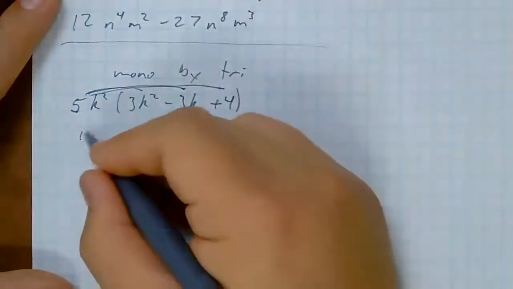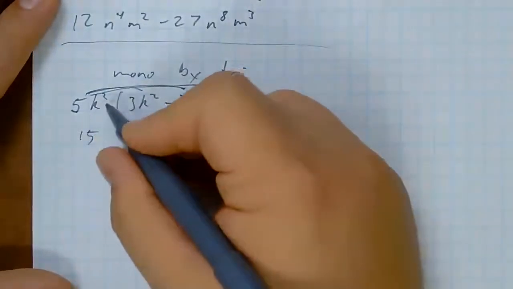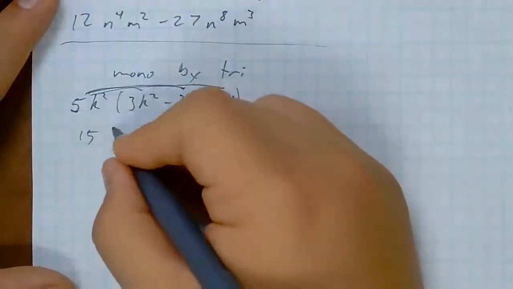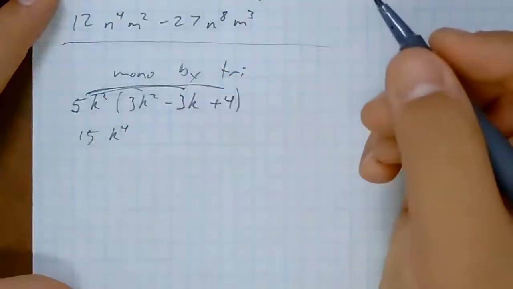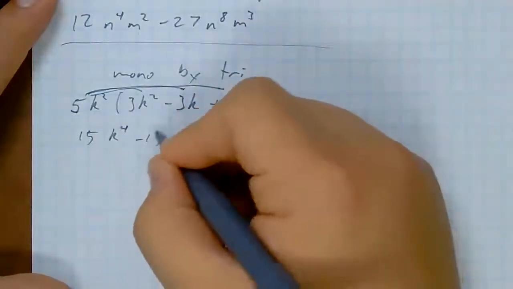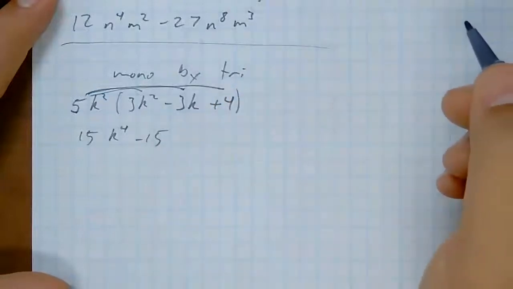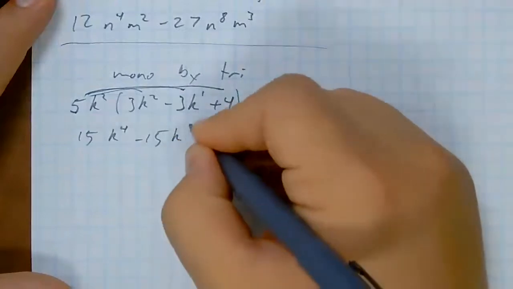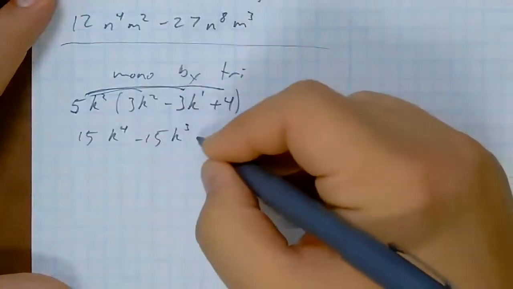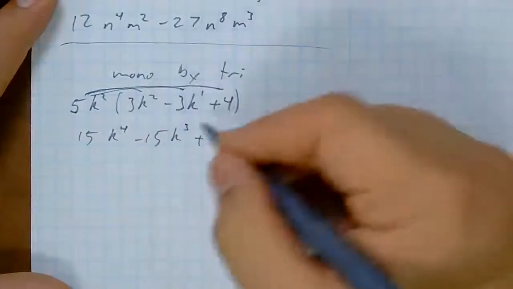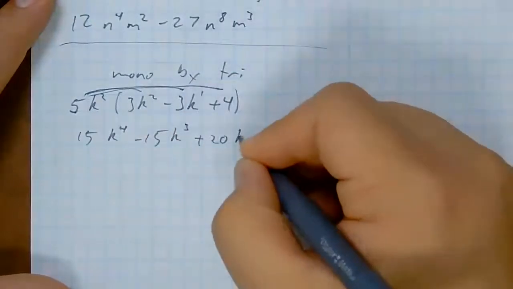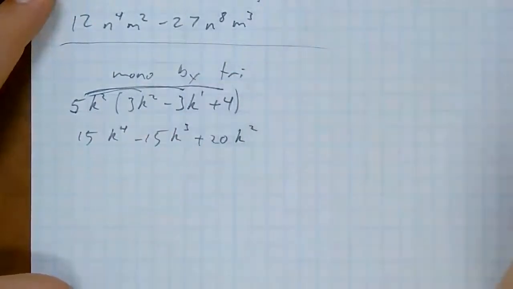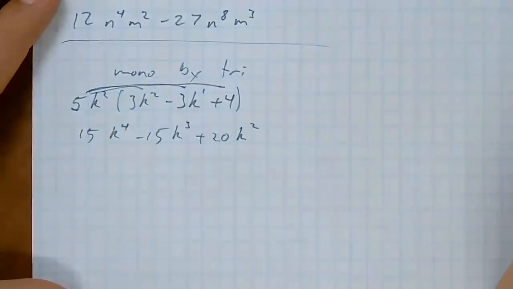And so 5 times 3, that's 15. K squared times k squared, 2 plus 2 is k to the 4th. 5 times negative 3, negative 15. K squared times k to the 1st power, that's k cubed. And 5 times 4 is 20. There are no other k's, so this is k squared. So monomial by a trinomial is not really any different. We'll do one more example together.